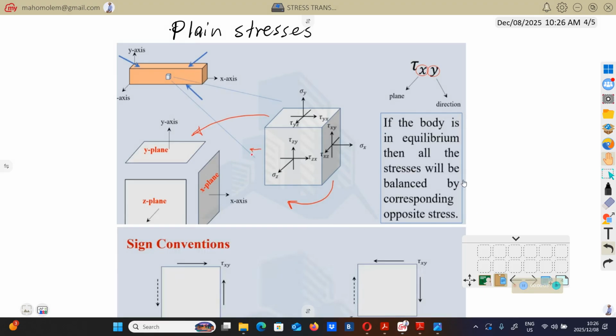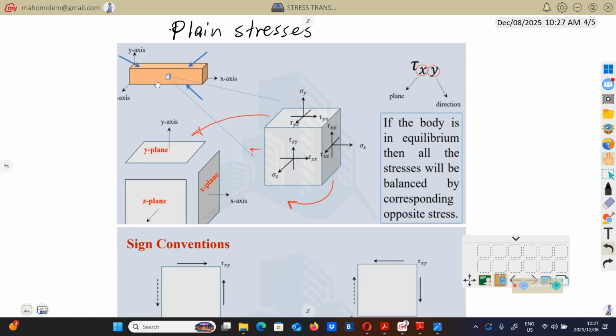Good day, welcome back. Today, let's check stress transformation from strength of material and structures. Stress transformation, we're going to talk about what we call the plane stresses. So here, what's going to happen is that we're going to consider an element. An element, we're just referring to a point of the material in consideration.